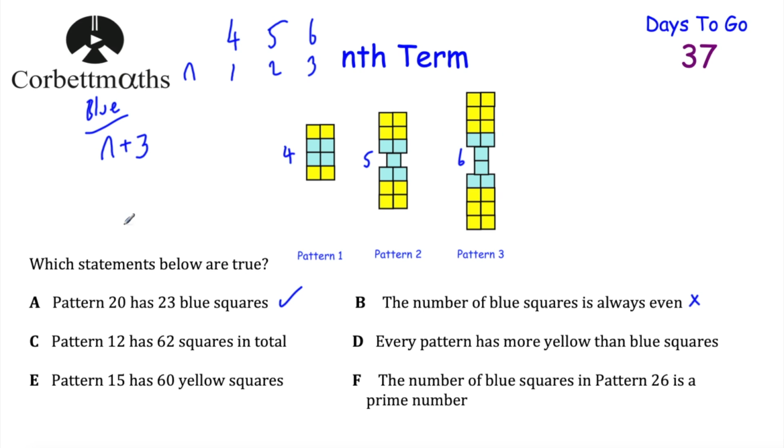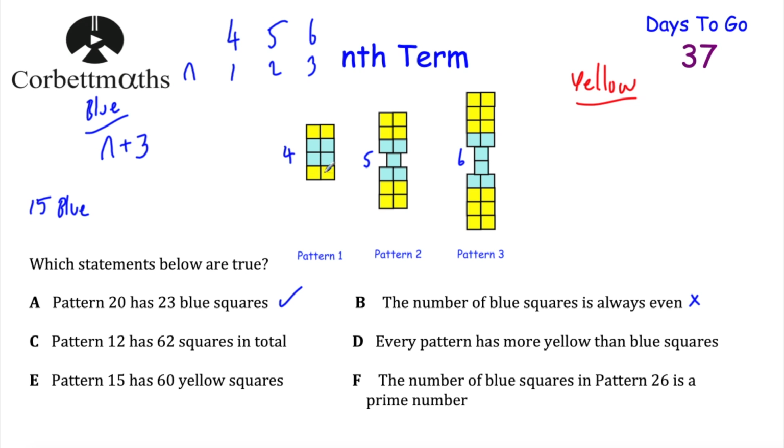Now, we've got the blue. We could actually work out how many blues would be in pattern 12, because to find the number of blues in a pattern, we just add 3. So that means there'd be 15 blues in pattern 12. But let's consider the yellows. I'm not going to write in yellow ink because it's a bit light to see. So if I write yellow here, let's find the nth term for the yellow squares.